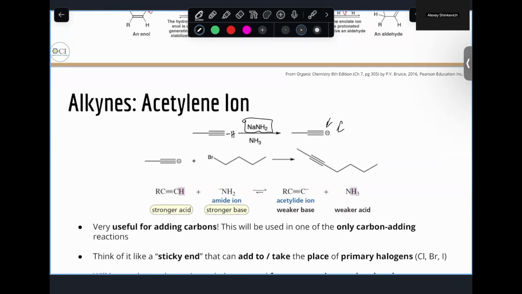So if you have this bromine, bromine's a good leaving group. It's going to kick out that leaving group and act as a nucleophile, forming this. So when you're doing synthesis reactions, if you need to form more carbons, you use this reaction. It's a very important reaction.